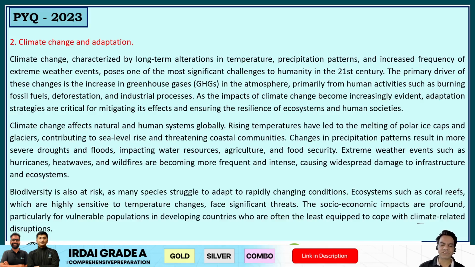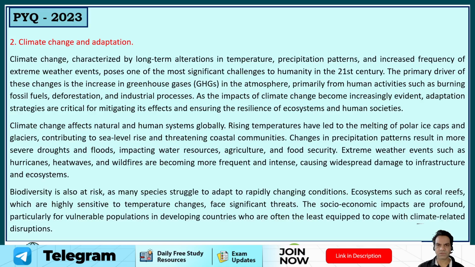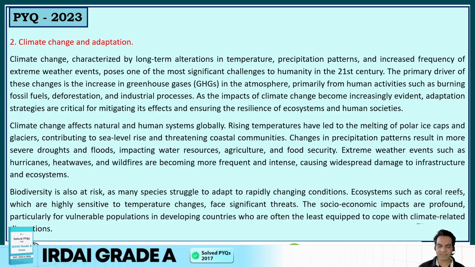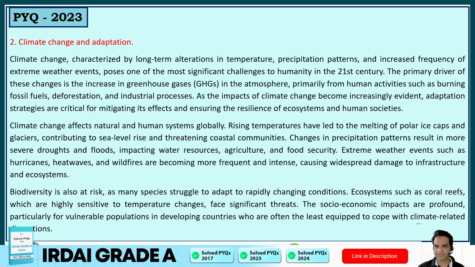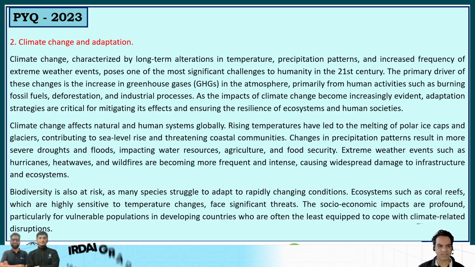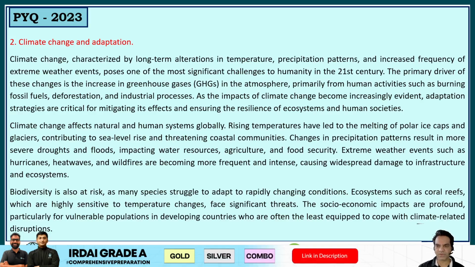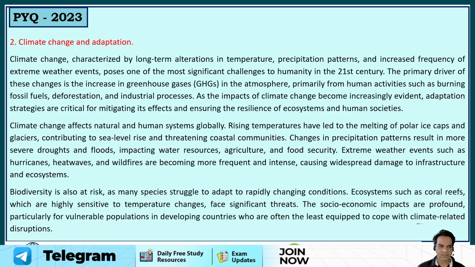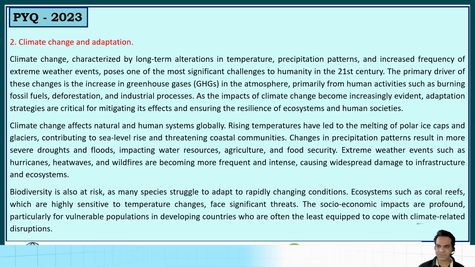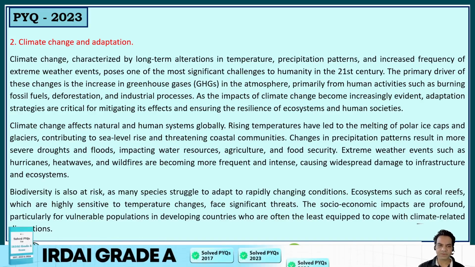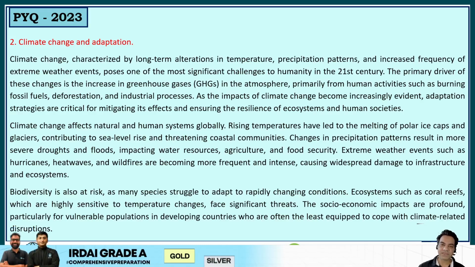The second topic was climate change and adaptation, right? This was based on your general awareness. So you could have written: climate change, characterized by long-term alterations in temperature, precipitation, and increased frequency of extreme weather events, poses one of the most significant challenges to humanity in the 21st century. The increase in GHG gases in the atmosphere, and then deforestation, fossil fuels, industrial processes, all this leads to climate change, and its impact is highly damaging, especially towards developing countries.